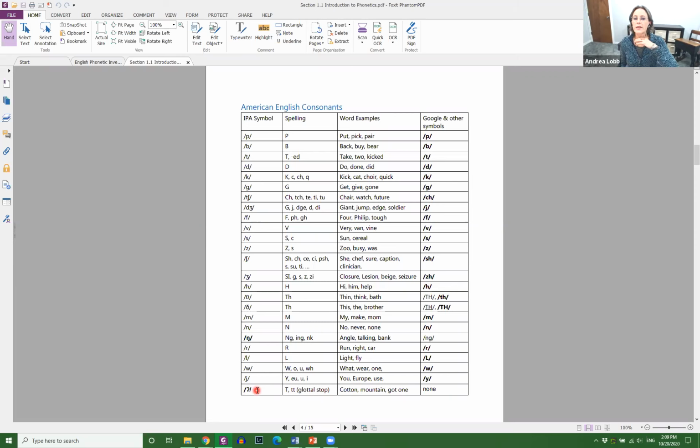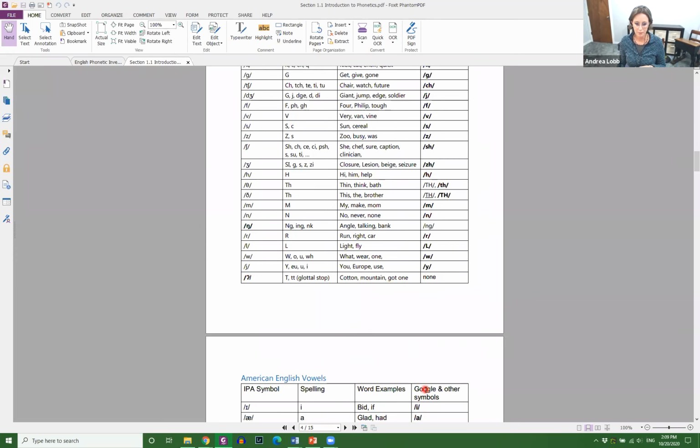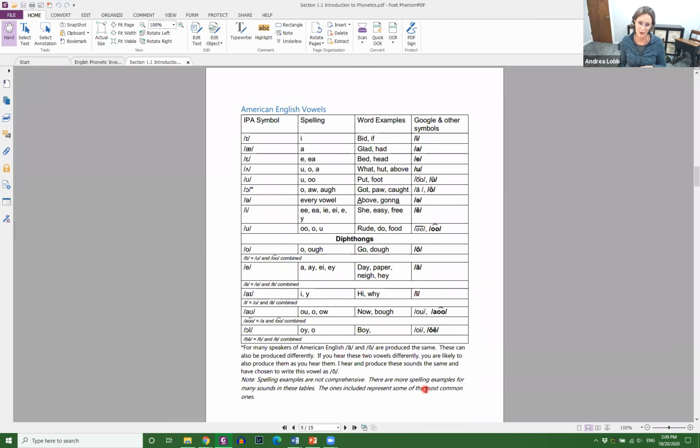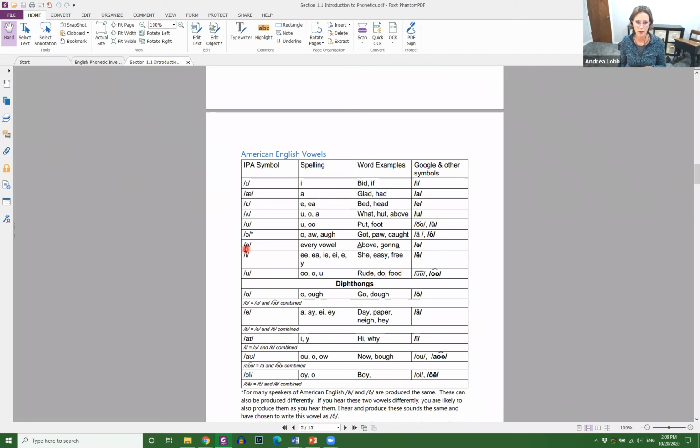It's a stop of air here. Caught in, mount in, got one. Google Dictionary doesn't use one. I'll tend to use like a question mark sound or the IPA for that. Okay, so let's look at vowels, because this is where English gets so tricky, is when we're talking about vowels.